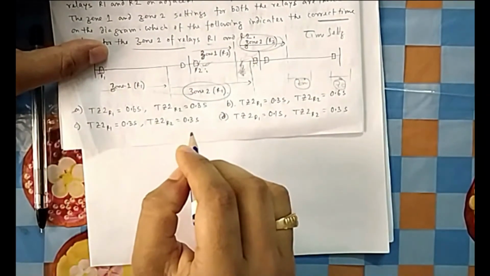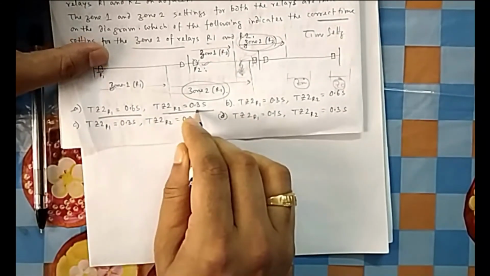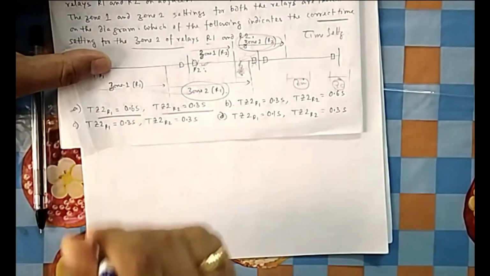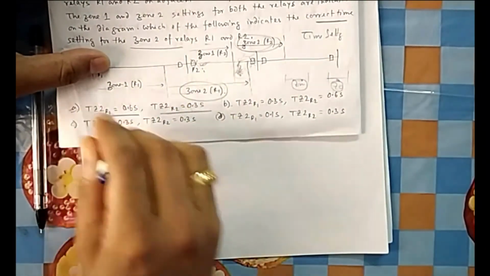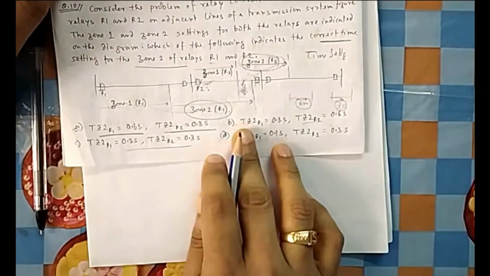If this fails, then R1 will take care of it. So that means R2 should be fast, then R1. So R2 should have a small time and R1 should take more time. So only one option is there satisfying these two. The rest are the same, they will trip together. These are not possible. Okay, that's all for today.